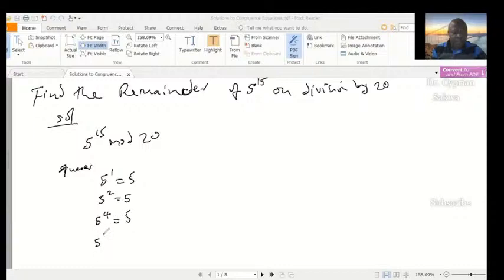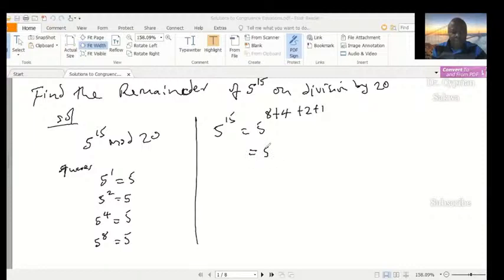5 raised to 8 is 5. I want 5 raised to 15. If I square this one, I'll be having 5 raised to 16, which is beyond. So 5 raised to 15, therefore, is 5 raised to 8, and if I add 4 there, I'll be having 12. If I add 2 there, I'll be having 14. If I add 1 there, I'll be having 15, which is 5 raised to 8 times 5 raised to 4 times 5 raised to 2 times 5 raised to 1.